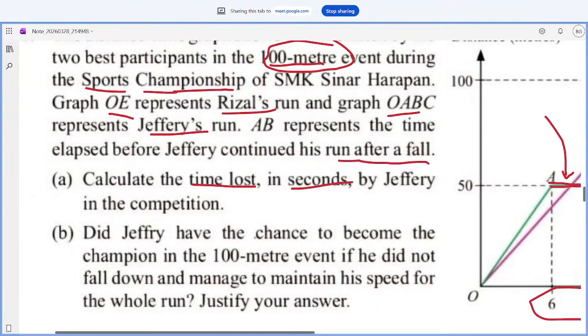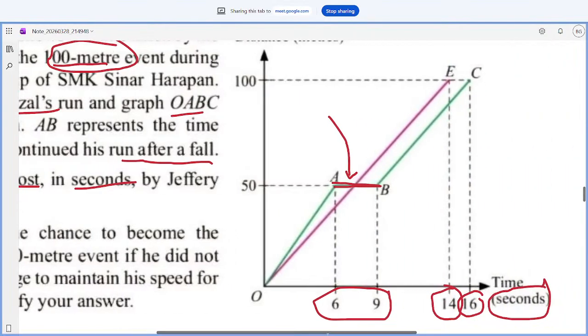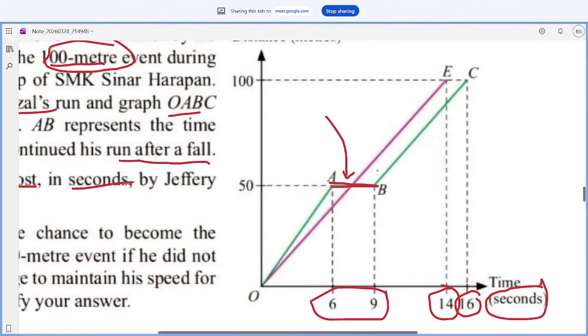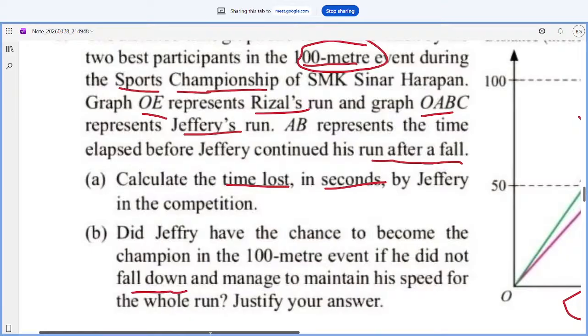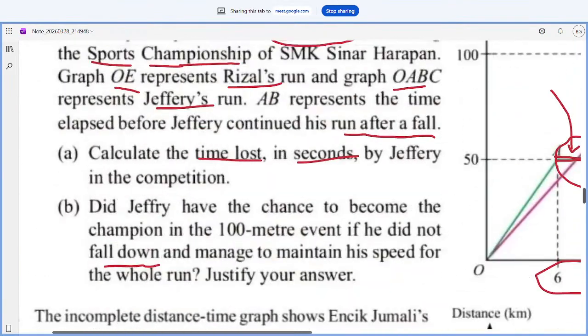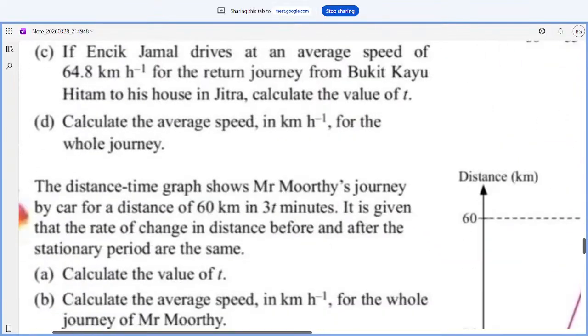Now, did Jeffrey have the chance to become champion? Adakah dia boleh menjadi juara kalau dia tak jatuh? If he did not fall down. So now you guys need to check and see. For the green graph, you need to count and see. Kalau kat sini tak berlaku, over here never happen. So can he still become champion or not? You guys need to count the time. Kamu kena kira masa.